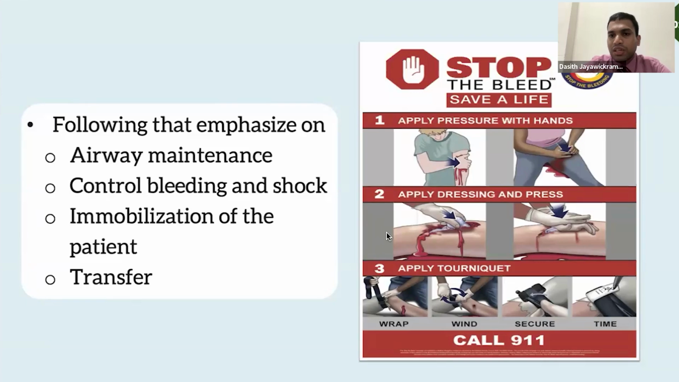So this is something that is published in the ATLS. What they recommend for uncontrolled bleeding is first apply pressure with just the hand. And once the dressings and gauze are available, apply the dressing and press on it. Keep the dressing, keep the pressure. And then if a tourniquet is available, apply the tourniquet. And then transfer the patient to the nearest hospital.